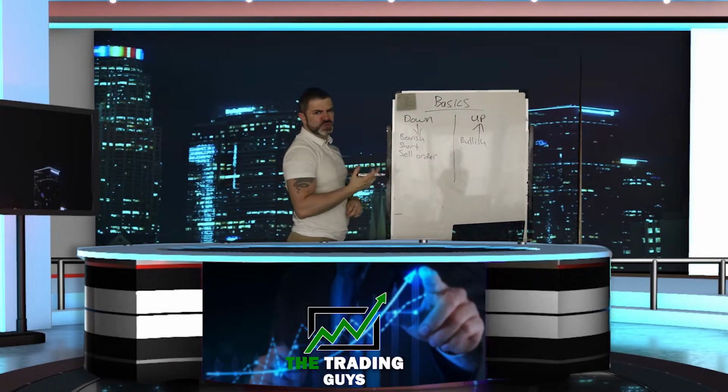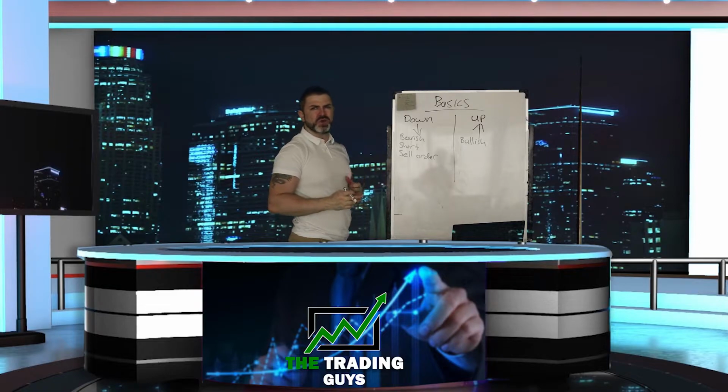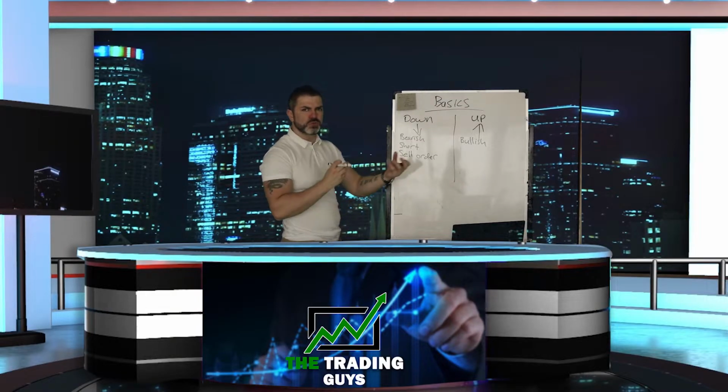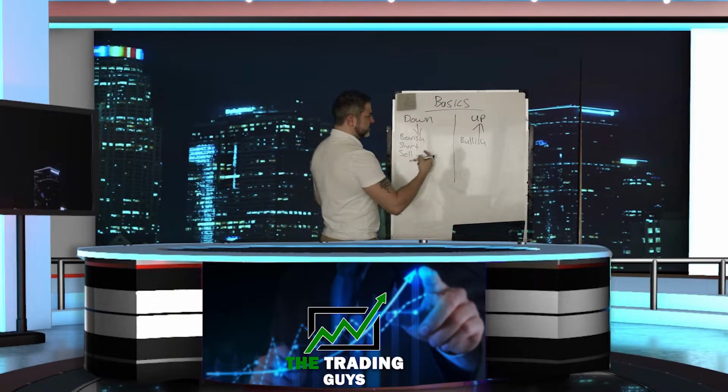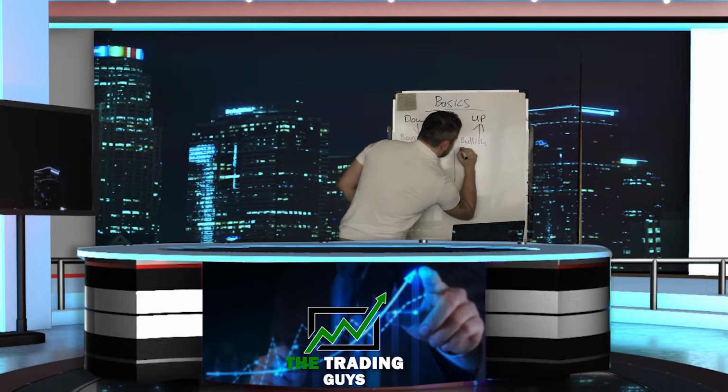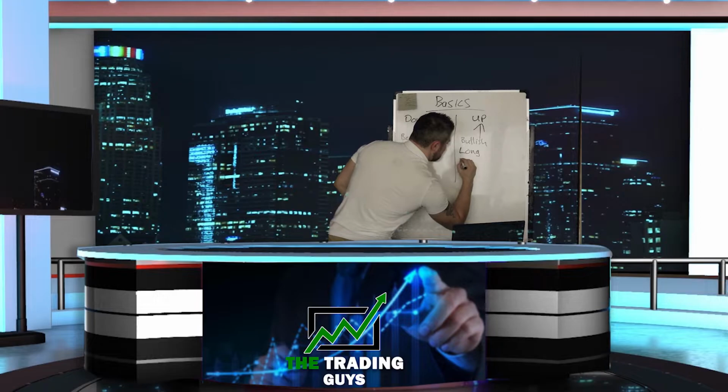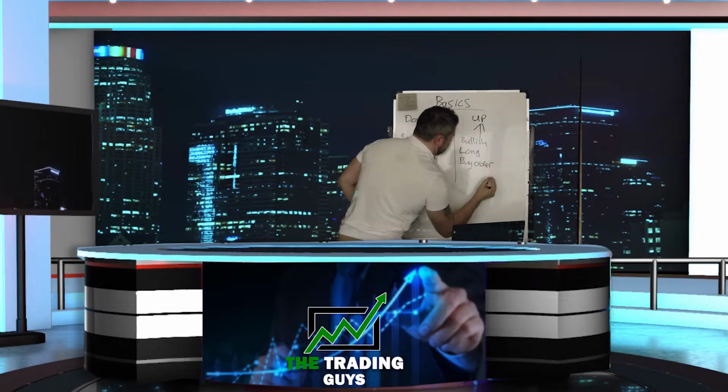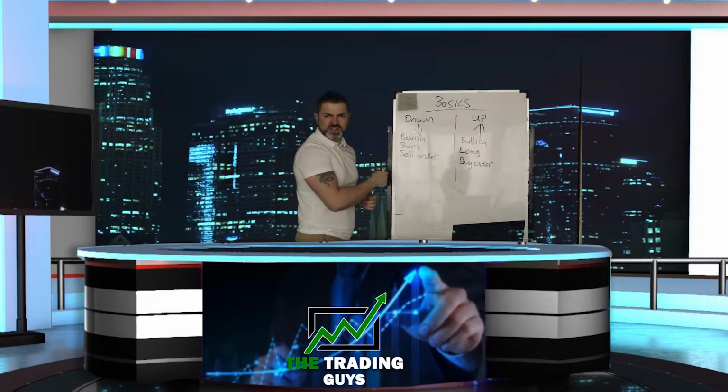And you can also call them puts and pulls, but a put and a pull isn't really used in Forex. It's mostly used in trading stocks, so I'm not going to cover it, but they are called puts and pulls. So bullish, then you have long, going long, and you have a buy order. Okay, so these are the terms that people use.